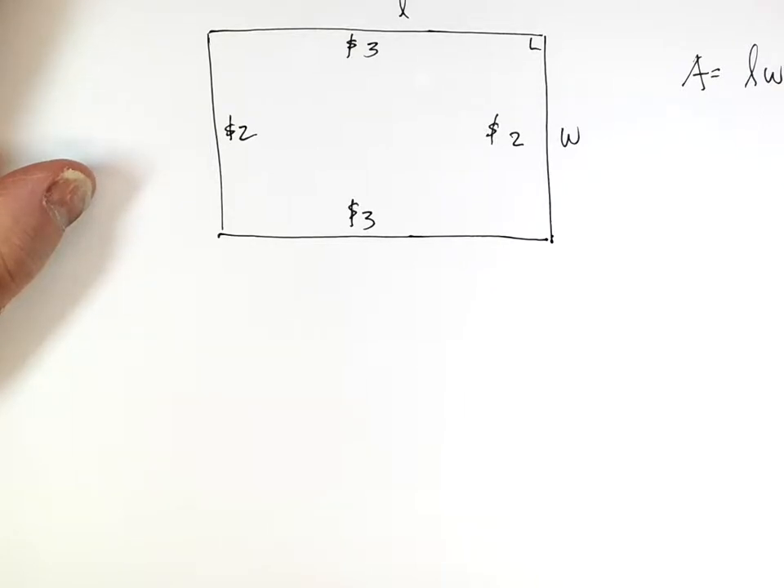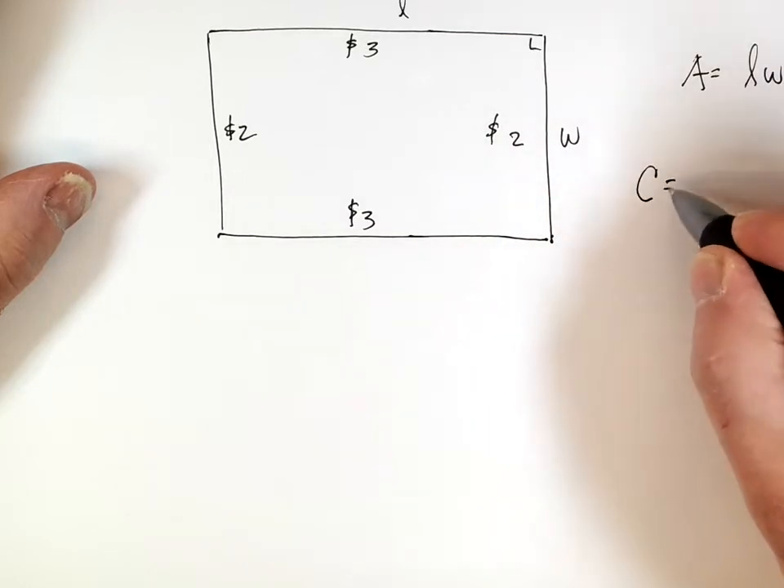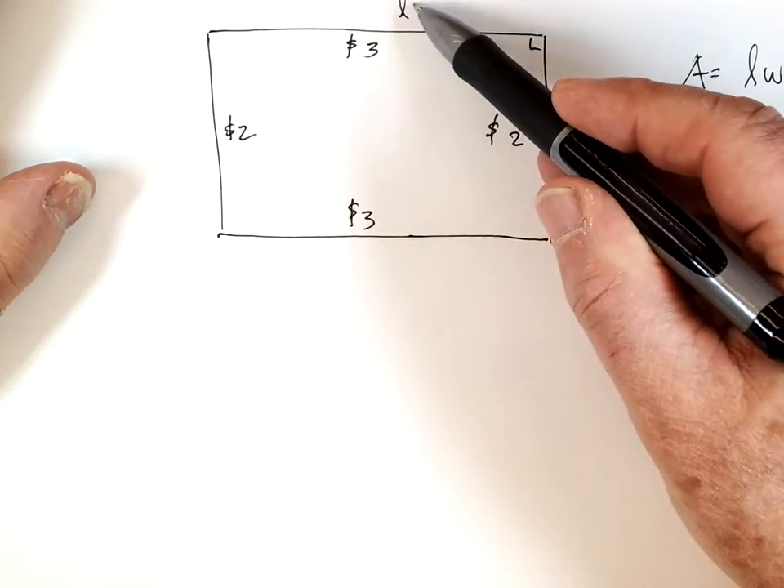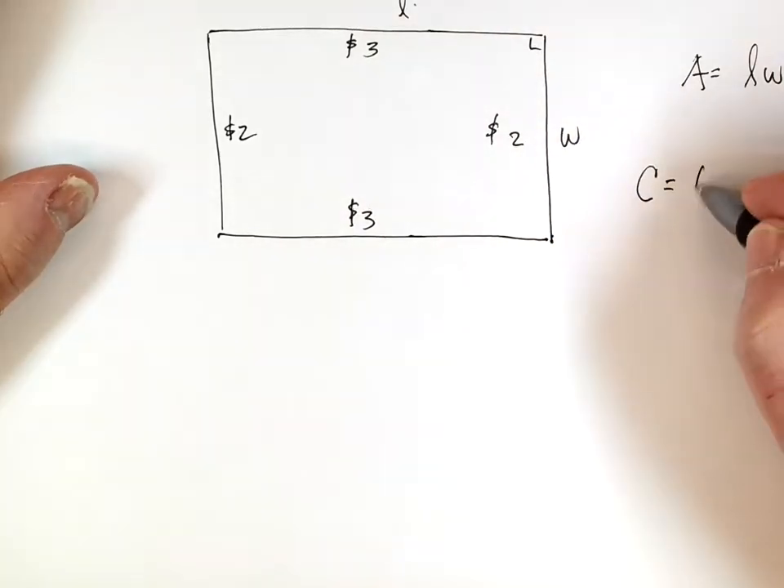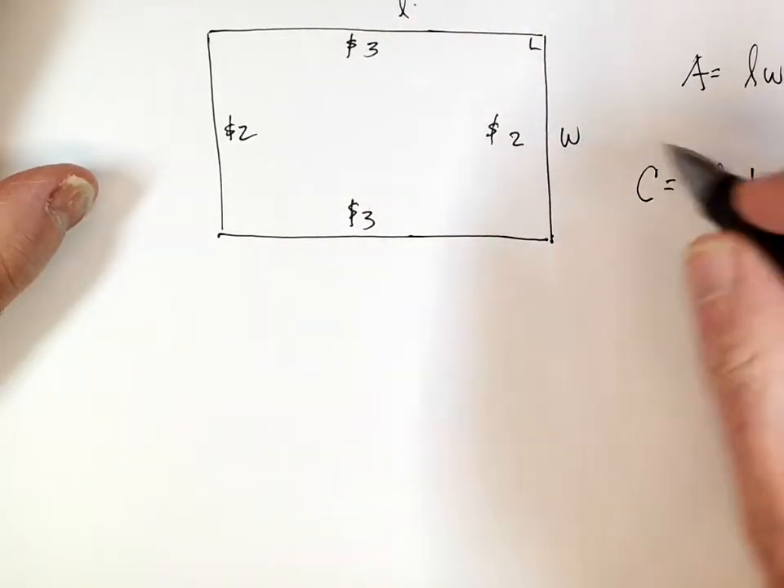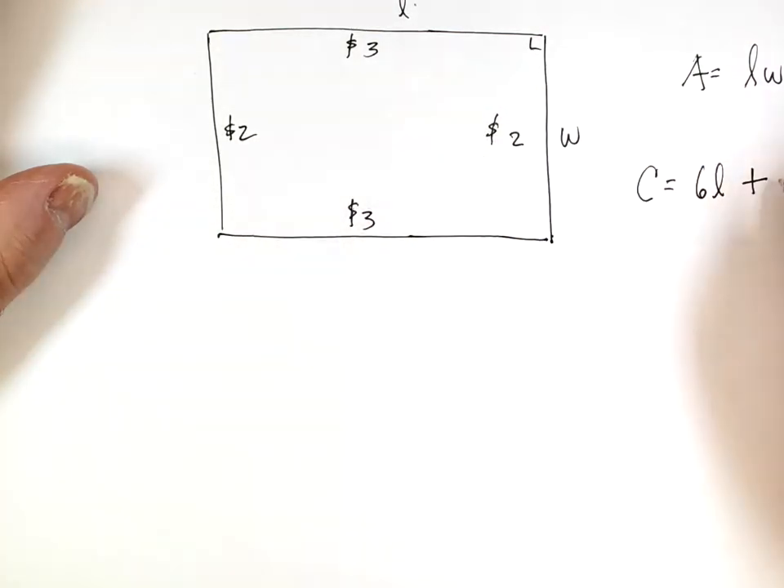When you're doing max-min problems, the first thing to do is get an expression for the quantity to be maximized or minimized. That's the cost. The cost is equal to, well, the cost of this side would be 3 times L. The cost of this side would be another 3 times L. We get 6L plus 2W and another 2W, 4W. That's our cost function.